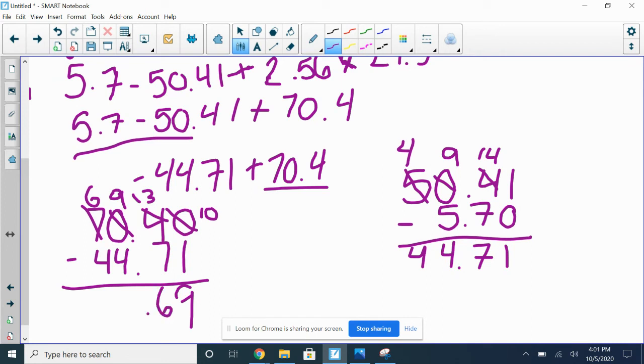Bring down the decimal we lined up. 9 minus 4 leaves us with 5. 6 minus 4 leaves us with 2.